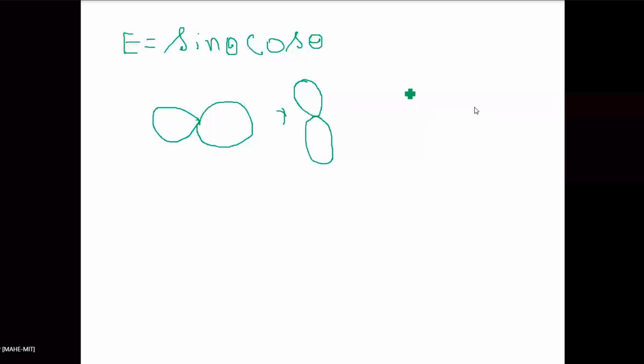So how many nulls will the final pattern have? It will have nulls at 0, 90 degrees, 180 degrees, right? Because sin theta has nulls at 0 and 180 degrees, and cos theta has a null at 90 degrees. So the pattern could be something like this.